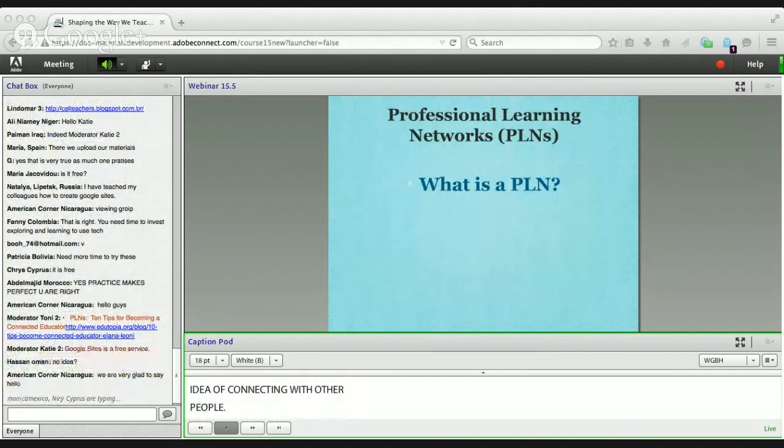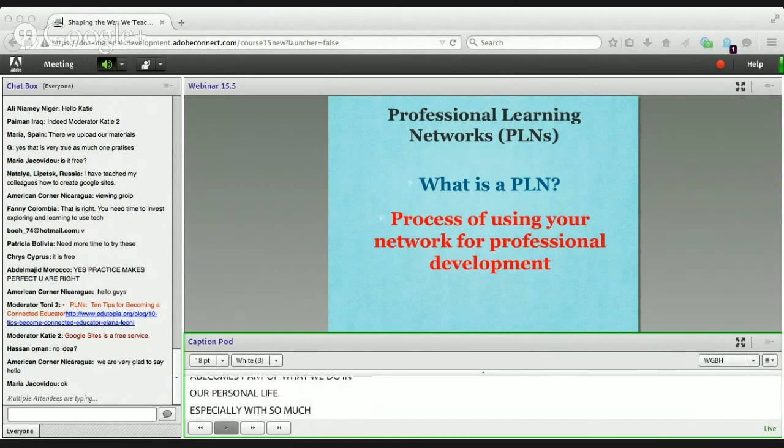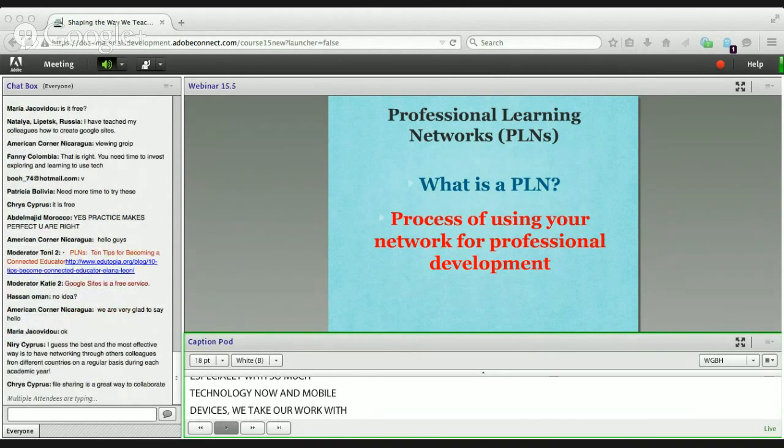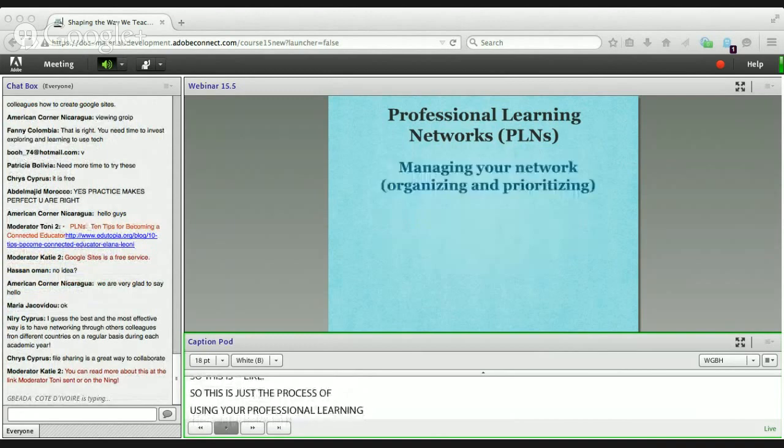Right? And sometimes people call it a personal learning network, which I think is really normal, since much of what we do in our professional life becomes part of what we do in our personal life, especially with so much technology now and mobile devices. We take our work with us almost everywhere, I feel like, anyway. So this is just the process of using your network for professional development, connecting and collaborating, organizing, prioritizing, all of those things that we have been talking about.